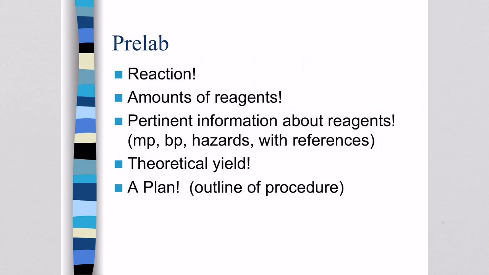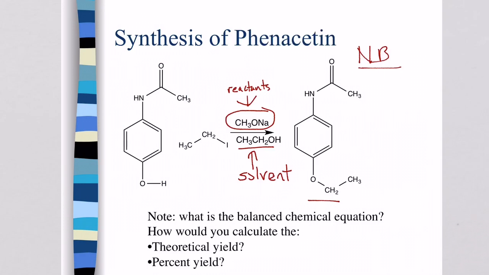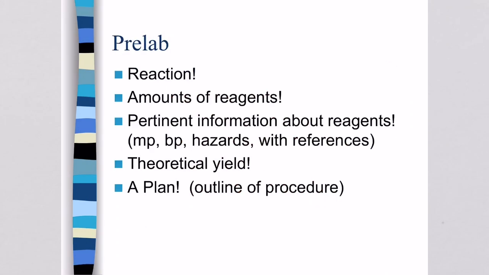Okay, just a quick reminder, don't forget that in the pre-lab you need to have the reaction. As I mentioned, this is a good version of the reaction to have in your lab notebook. You want to have all the amounts of the reagents in grams or milliliters, and also the moles. You want to have any pertinent information about the reagents in terms of their melting points and boiling points. You want to calculate the theoretical yield, and you want to have a plan or an outline of the procedure that you're going to be carrying out that day.